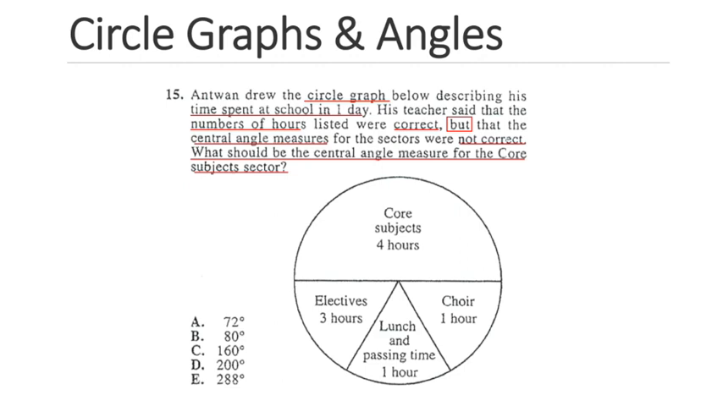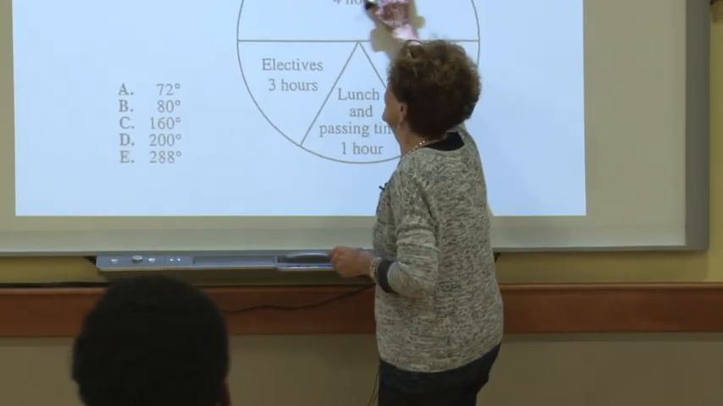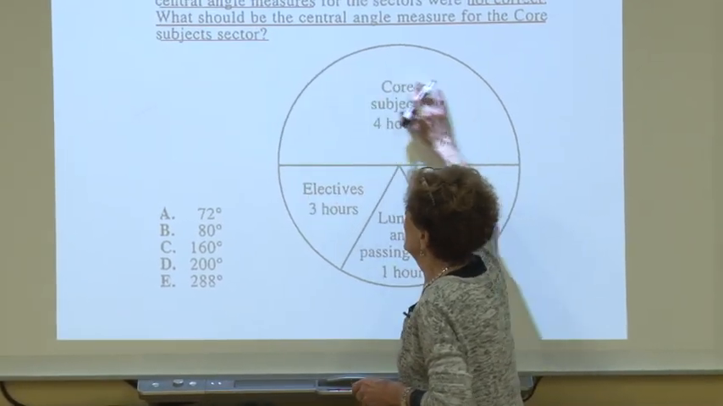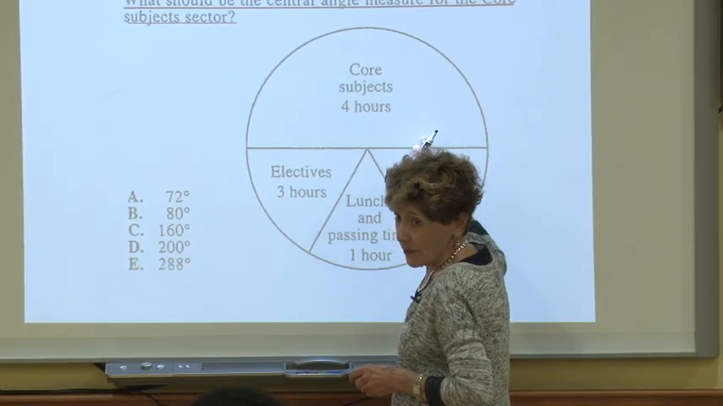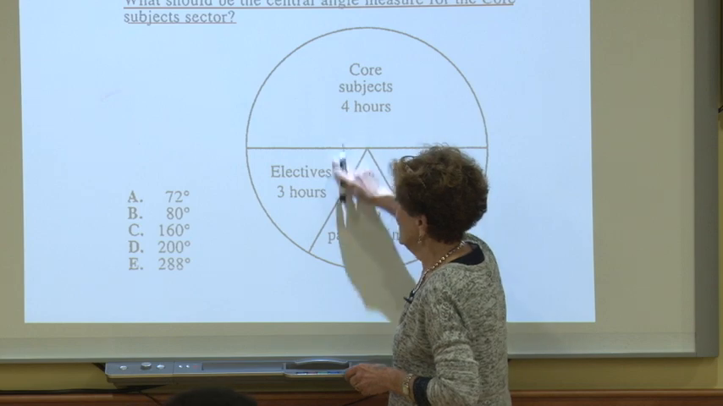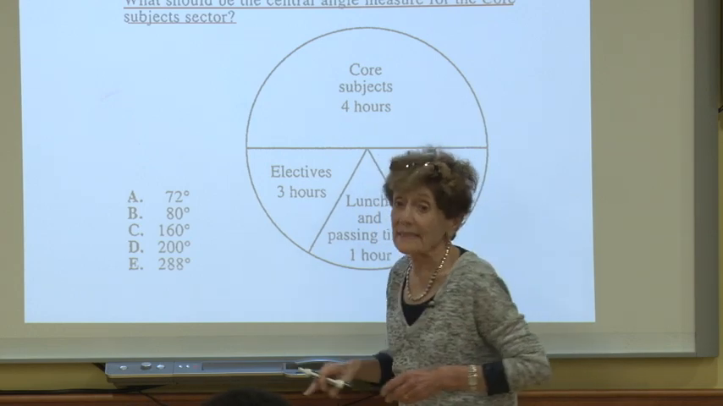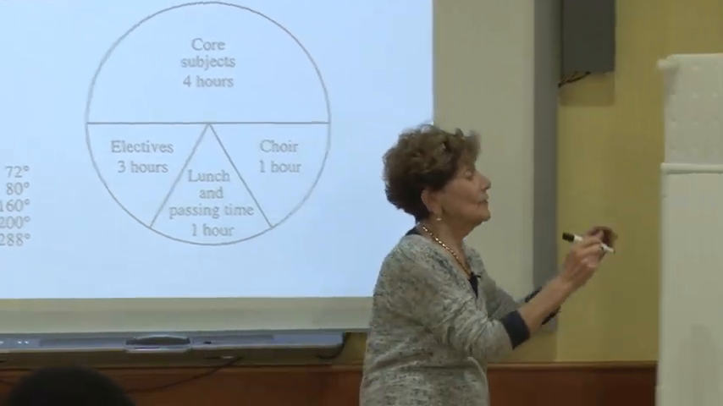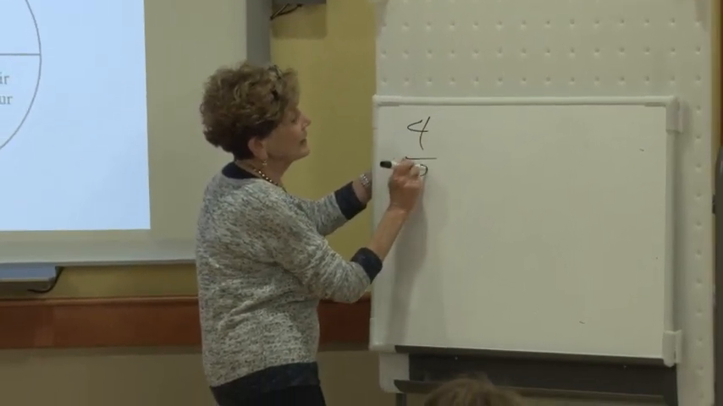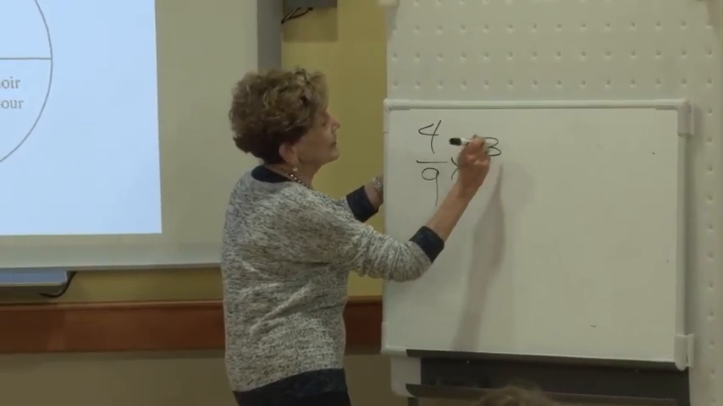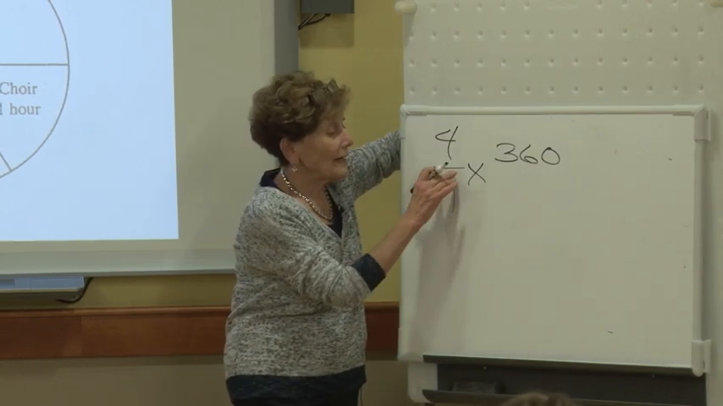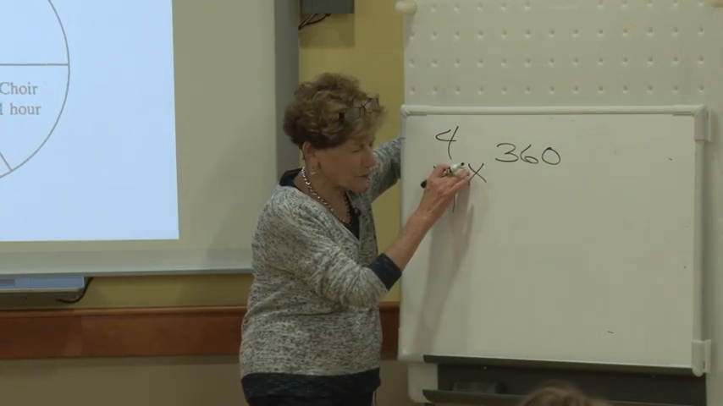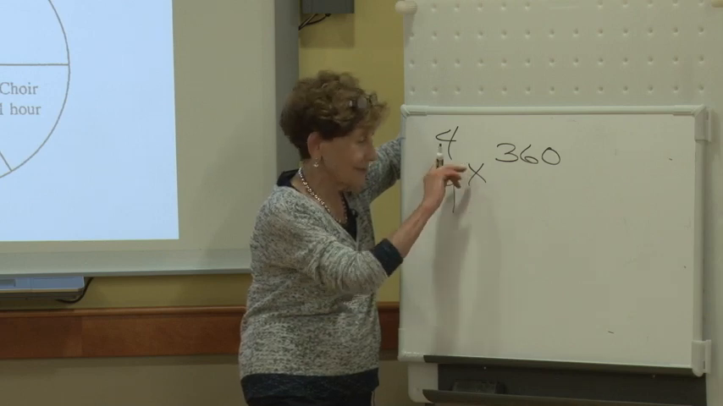And they want the central angle. So if this piece, think of this as the area, is 4/9 of all the area, then this angle here has to be 4/9 of 360. Write it down. 4/9 of 360. We already talked about a fraction bar being straight and not slumped over.